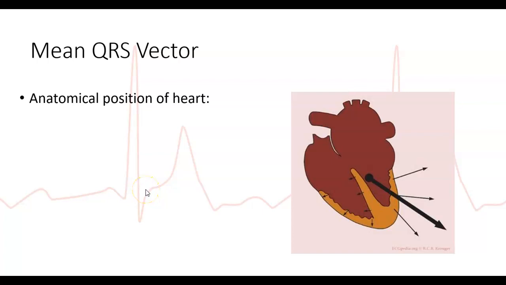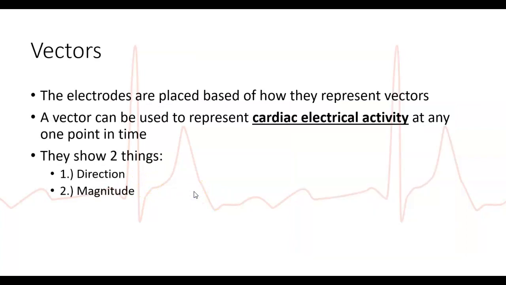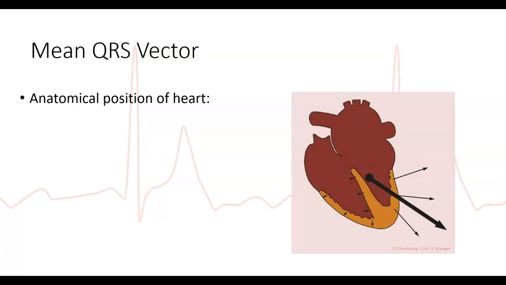Okay, so we're going to begin the last portion of the cardiovascular physiology lecture. Where we left off, we were going to head into the mean QRS vector. We just briefly talked about all of the vectors before and what they mean: vectors show direction and magnitude. Now we're going to go into the mean QRS vector.